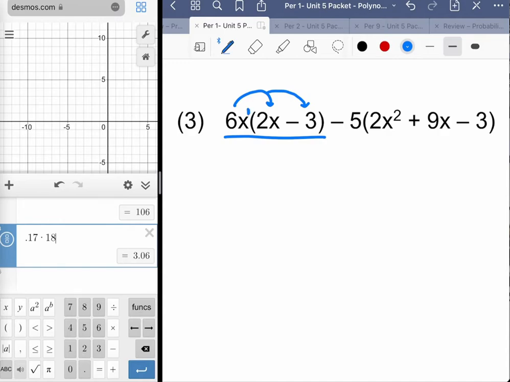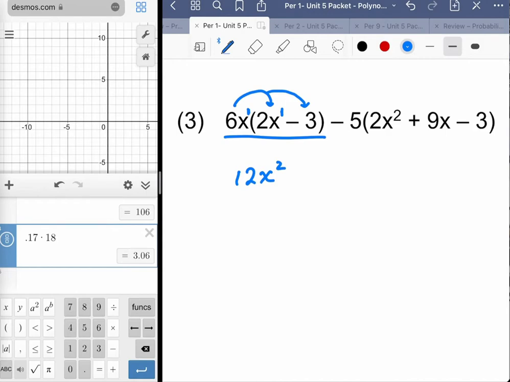This x has an understood exponent of 1. So does this one. And again, as sort of a shortcut, we're learning if it doesn't have a variable attached to it, it's just going to take on whatever the variable is of the multiplier, right? So when I multiply 6x by 2x, I get 12. Keep the base, add the exponents, x to the second power.